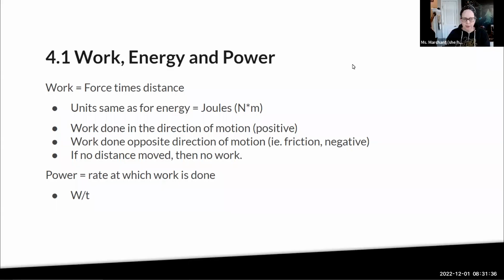Here we go with work, energy, and power. Do make sure that you are using your little formula sheet packet. You can add formulas to this, but you do want to have it in one spot, especially since, as you see, these modules are going to be building and you're going to be using stuff from most modules all together.